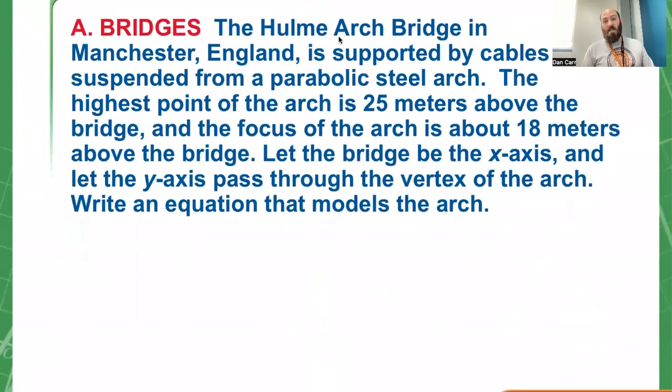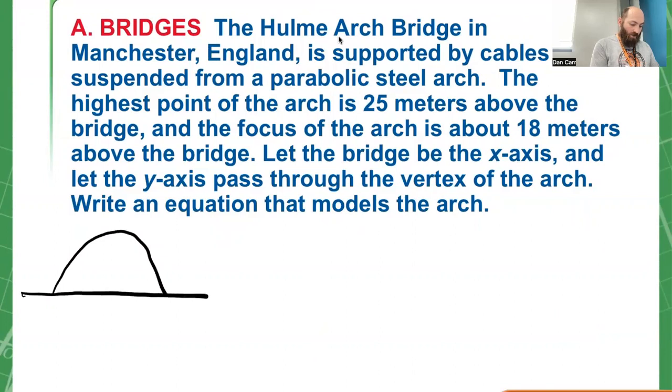When I look at a problem like this, I like to just do a quick drawing of it to model it out. So the idea is this: here's the arch, and then here's the bridge. Okay. So what we know is we're going to have the vertex right here. We're passing through the vertex with the y-axis, and then this is the x-axis here. That is the bridge. The highest point is right here. So if I model that as a point, it says 25 meters above is the point 0, 25.